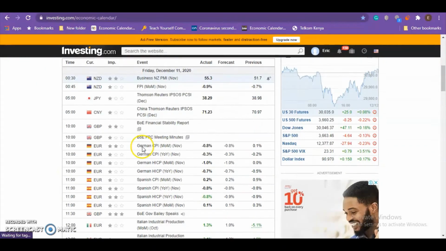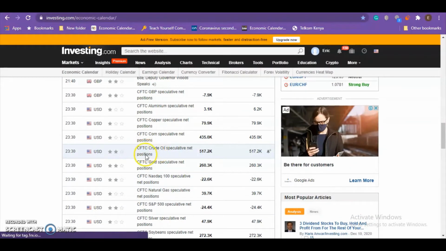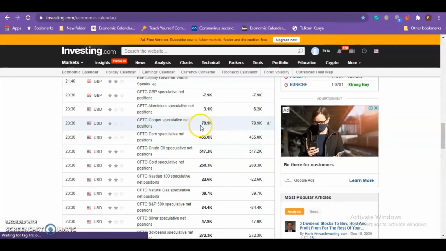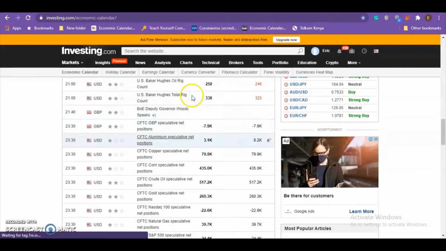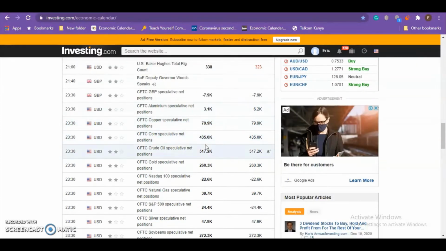There are some CFTC reports I'd like to look at. These ones are for Friday 11th of December 2020. As you can see, copper positions remain the same. Great British Pound positions remain the same. Aluminium, actually, it's still on the buy orders, but the buy orders reduced from 6.2k to 0.1k.